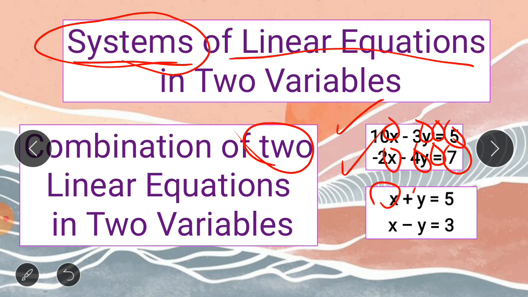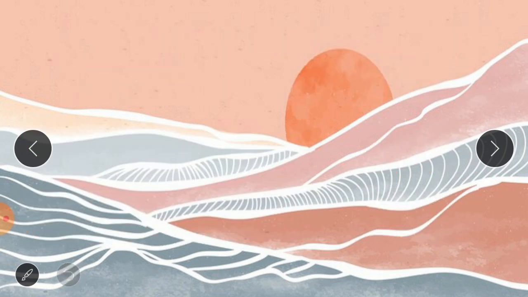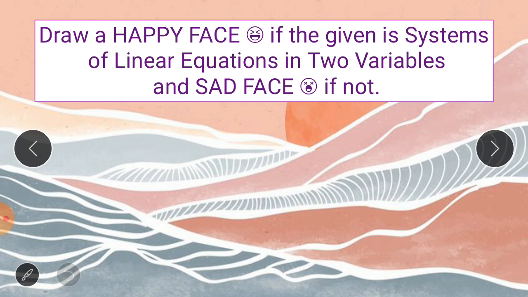So, they have x, y, equal sign, and constant. Check. Both of these are examples of systems of linear equations in two variables. Okay, so let's have an exercise.